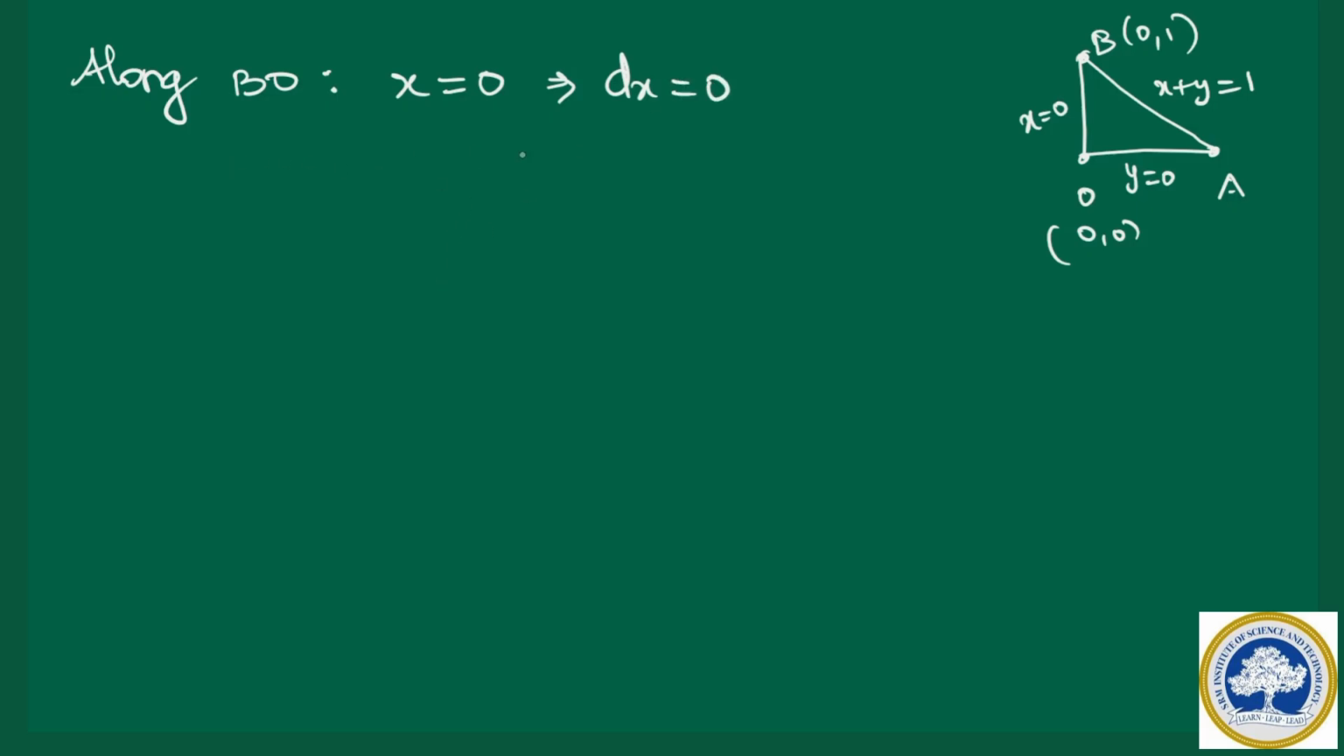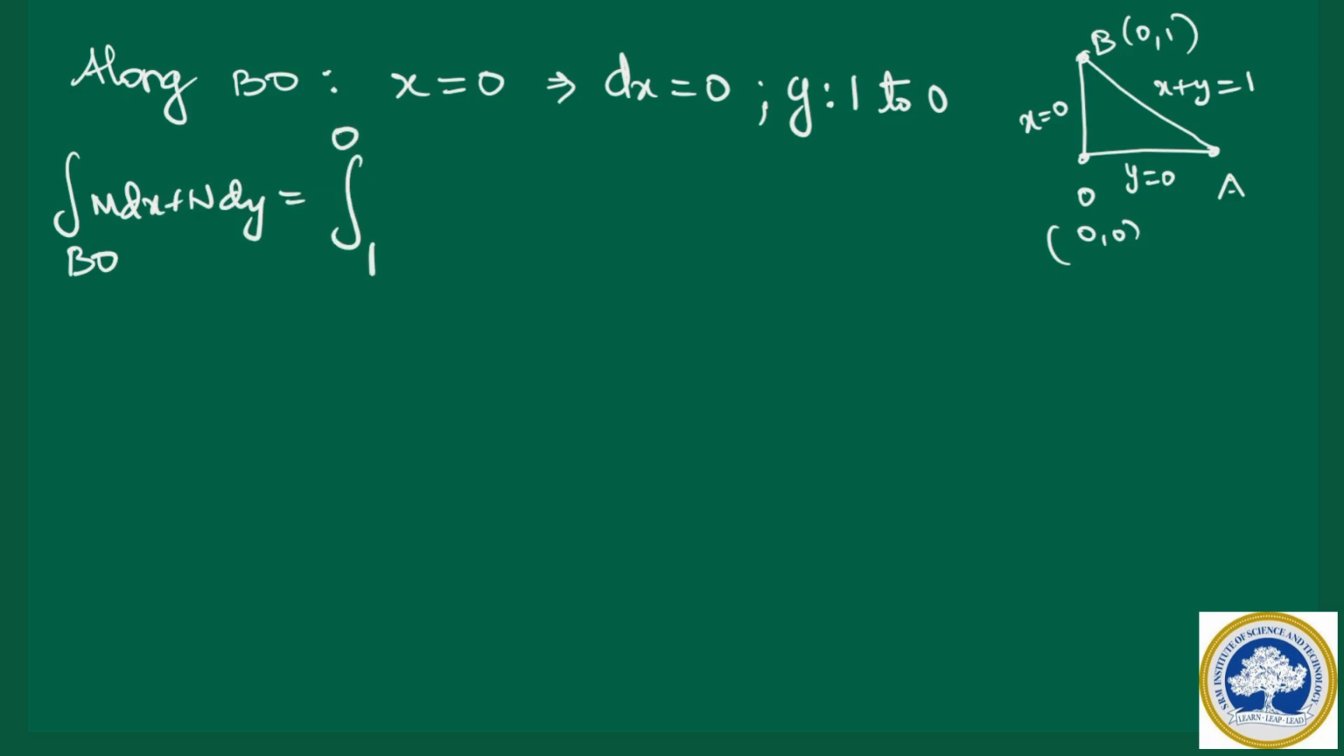Now you'll be having integration in terms of y alone. So we want to find out the limit for y. If you notice the coordinate point of y for B and O, for B it is 1, for O it is 0. So we have to move from B to O, so that 1 to 0 will be the limit for y. So integral along BO, same mdx plus ndy can be written as integral 1 to 0 mdx plus ndy, and in that mdx plus ndy you have to put x equal to 0 and dx is equal to 0.